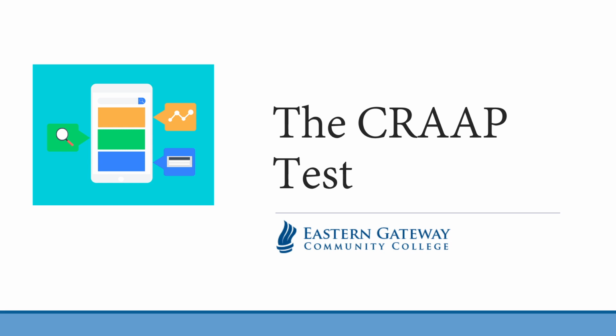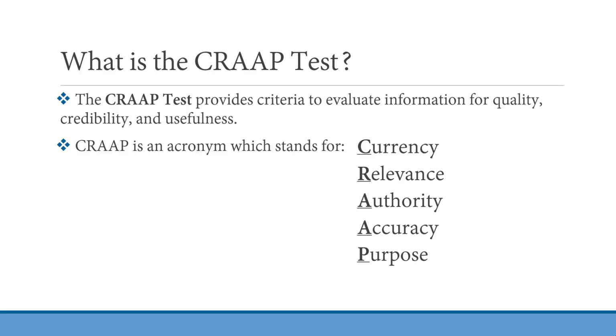In this video, I'm going to review the CRAAP test and what it is used for. The CRAAP test provides criteria to evaluate information for quality, credibility, and usefulness. CRAAP stands for Currency, Relevance, Authority, Accuracy, and Purpose. We're next going to review all of these criteria in more detail, as well as some questions you should ask yourself as you evaluate an information source.